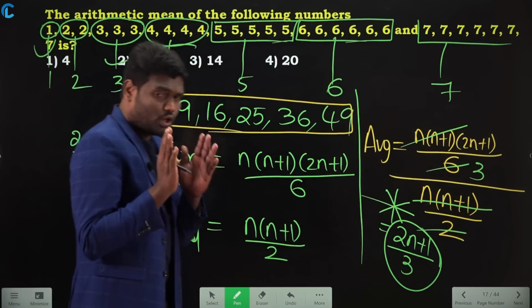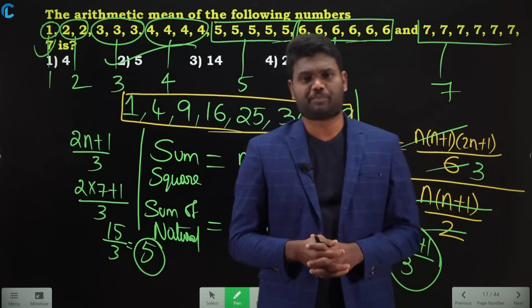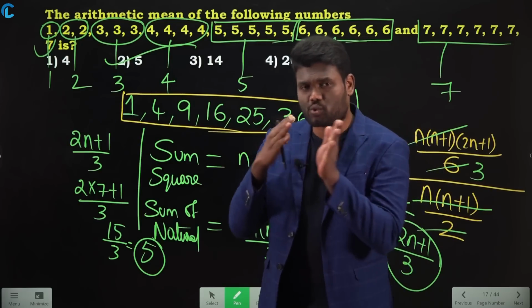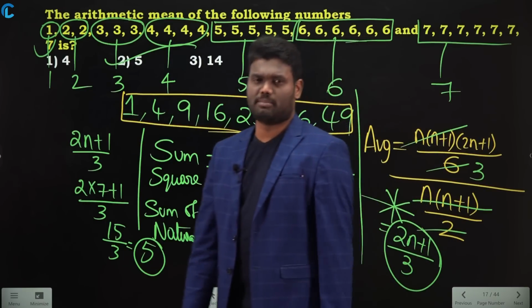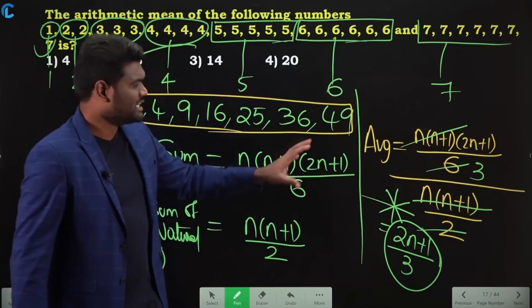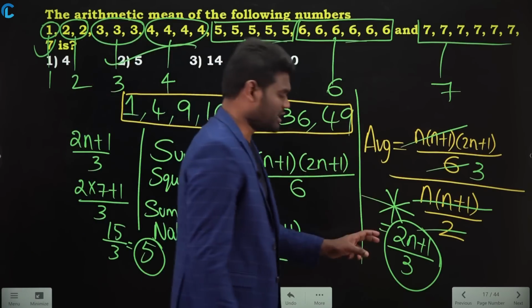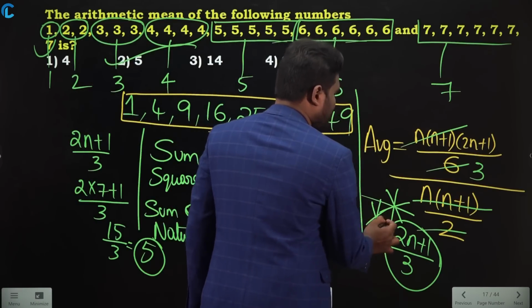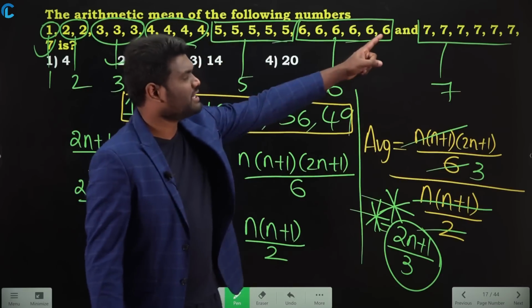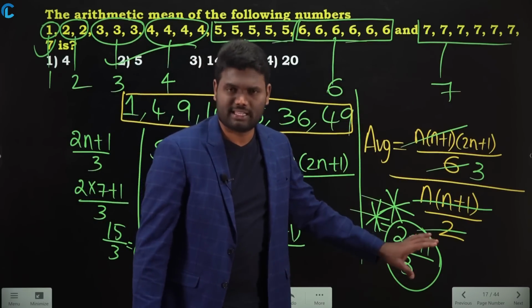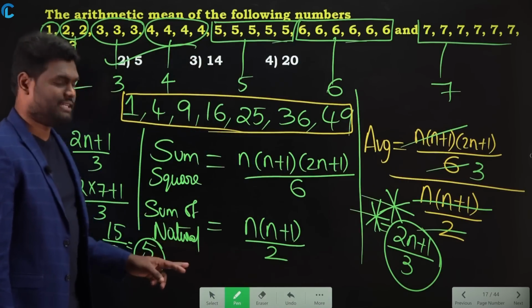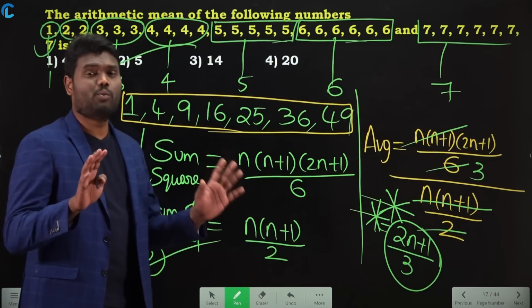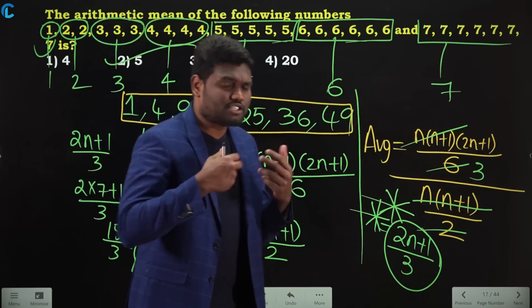Very, very good question. Just what you need to do is know the sum of squares of n natural numbers formula. Similarly, the sum of n natural numbers formula. If you know this, you will come to know that direct short trick, that is 2n plus 1 by 3. The n value is the highest number that you have. When you calculate this, the answer is going to be 15 by 3, that is 5. Very, very simple question. Okay, I will explain it one more time.